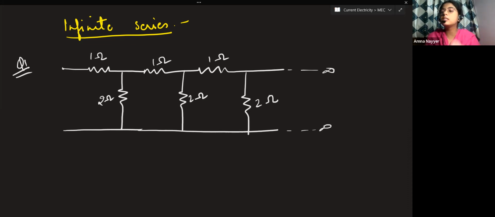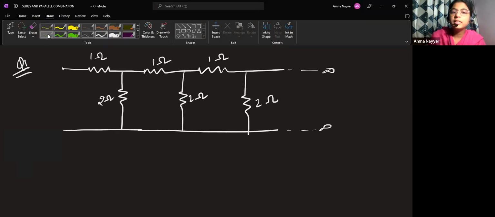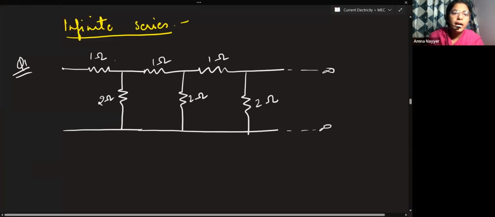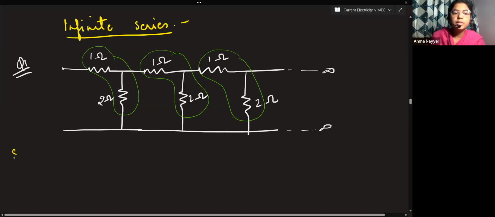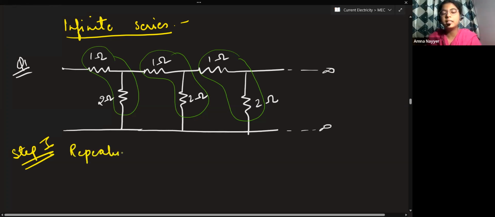Had you been given only this much part, then you would have solved using your series and parallel combination. But now you have infinite resistors. Whenever you see this infinity case, firstly identify the repeating term. Are you able to notice this 1 ohm and 2 ohm? Both of these are connected. There is a pattern: this series is getting repeated. So the first step, whenever you have infinite resistors connected together, is to identify all the repeating terms.